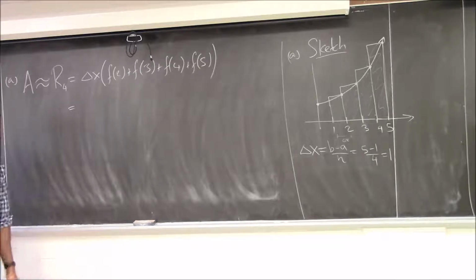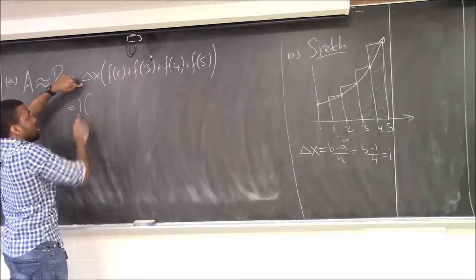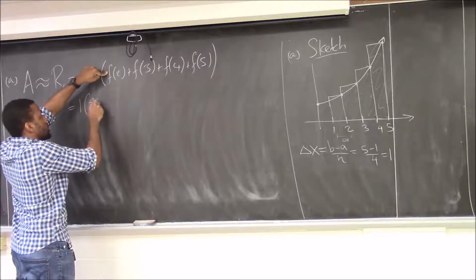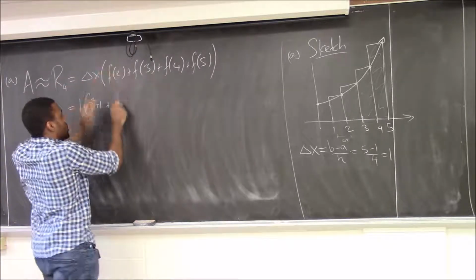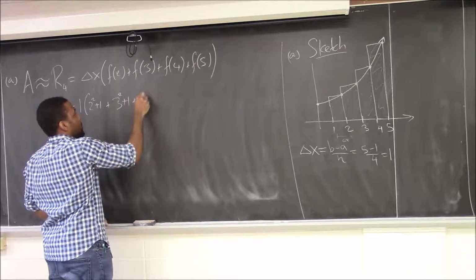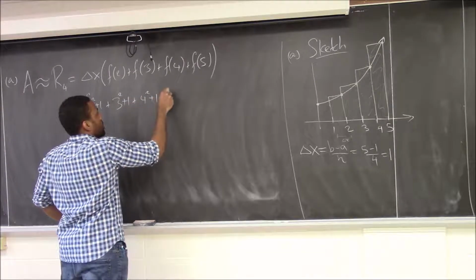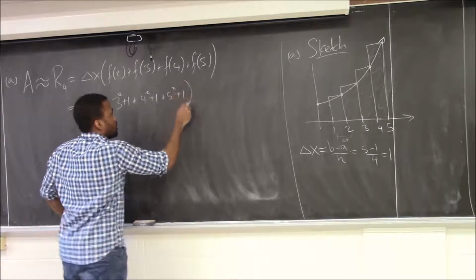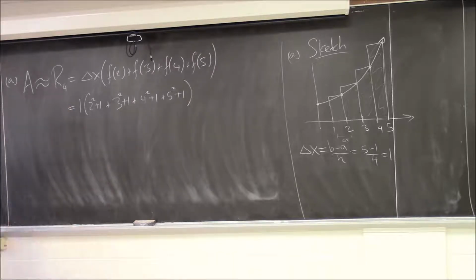And that's kind of it. Now we just plug in the numbers. Your delta x is 1. f of 2 is 2 squared plus 1, plus f of 3 is 3 squared plus 1, 4 squared plus 1, 5 squared plus 1. And that's your approximation. What's that?